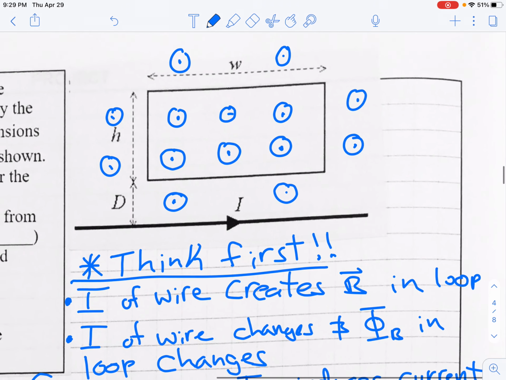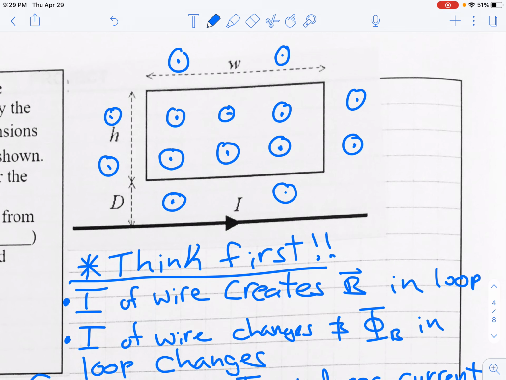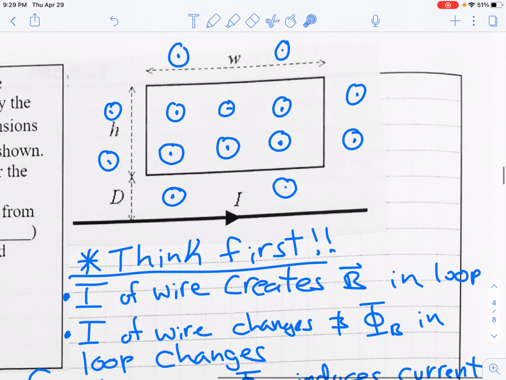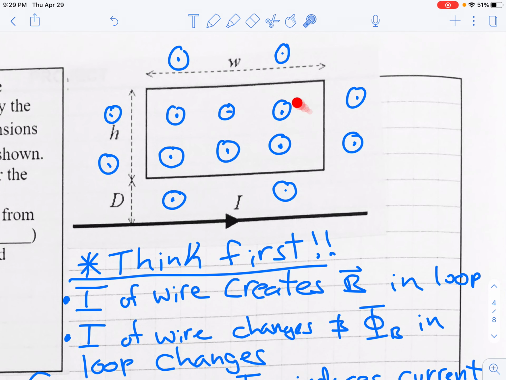Now, because the current in this wire right here is changing, if we go back and look, how is it changing? This is an exponential decay. It's getting smaller. So the magnetic field here will also be getting smaller. That means this magnetic field is changing, and we have a changing flux inside the loop. Changing flux is going to induce a current. Which way is the current going to be induced? Clockwise or counterclockwise? Well, you use Lenz's law for that.